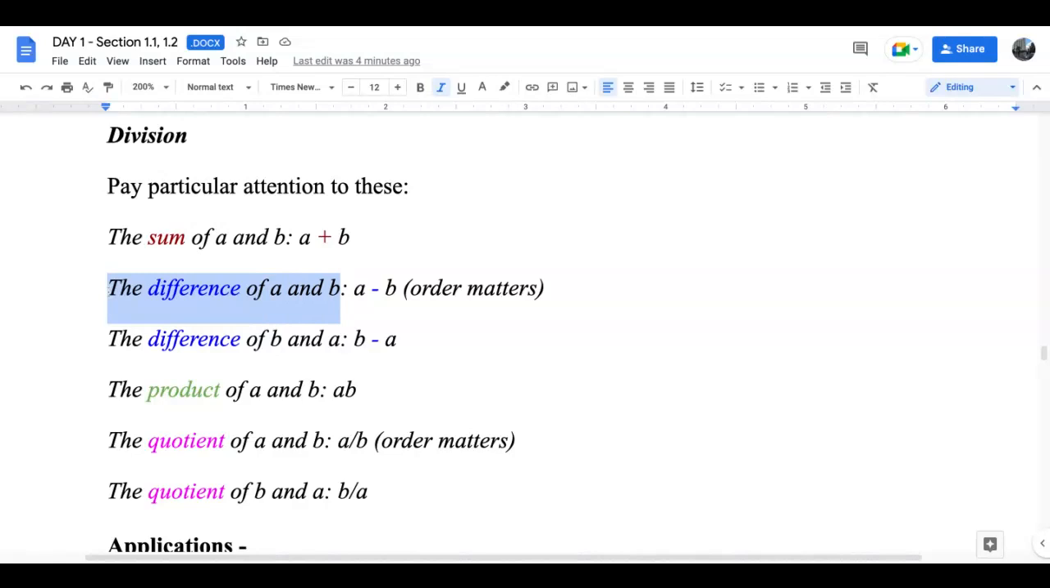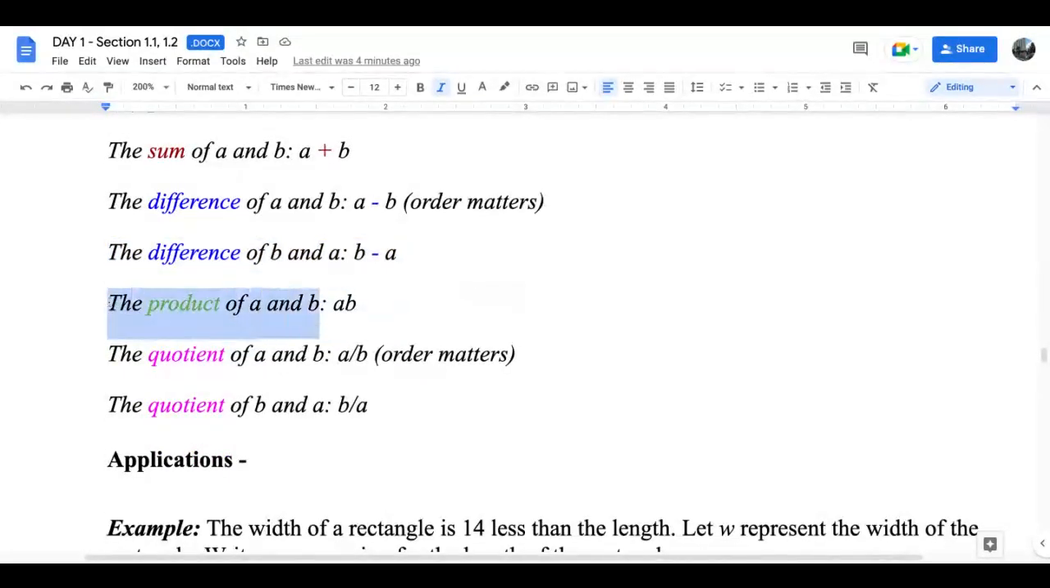The difference of A and B. Okay, this is important. The order matters. The difference of A and B means A minus B. The difference of B and A, that's B minus A. So when we talk about difference, the order matters. The sum doesn't matter. A plus B, B plus A are the same.